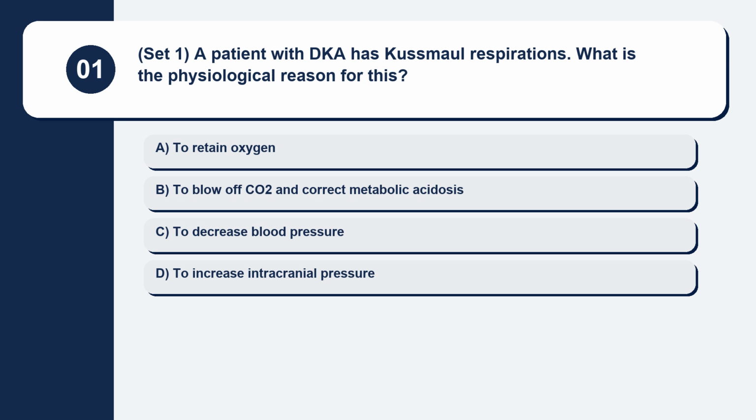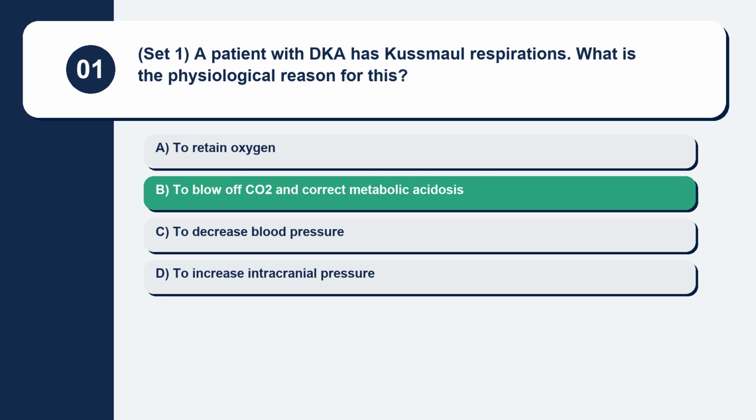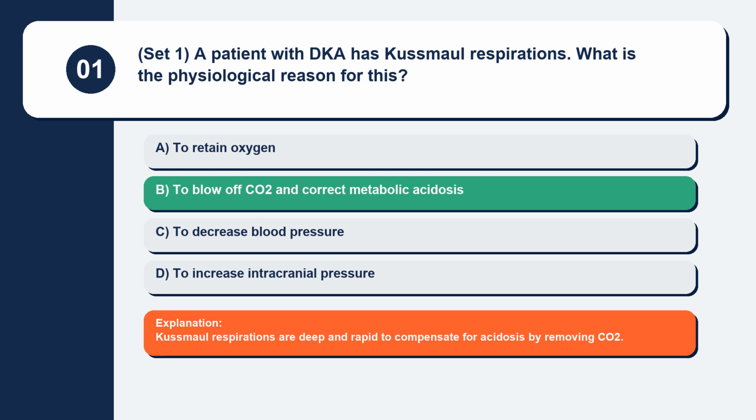Question 1. Set 1. A patient with DKA has Kussmaul respirations. What is the physiological reason for this? To retain oxygen, to blow off CO2 and correct metabolic acidosis, to decrease blood pressure, to increase intracranial pressure. Kussmaul respirations are deep and rapid to compensate for acidosis by removing CO2.